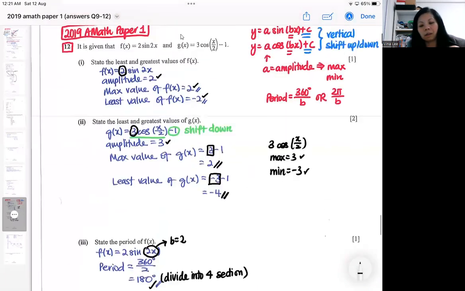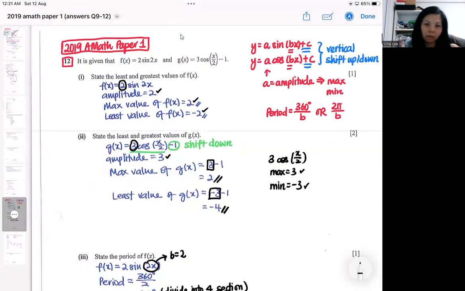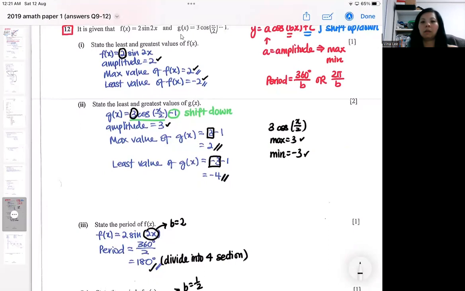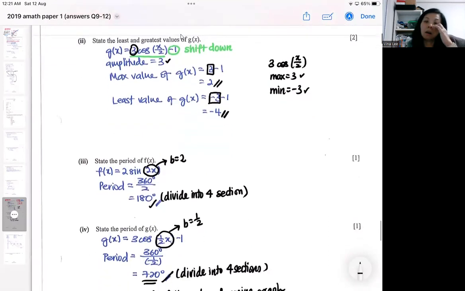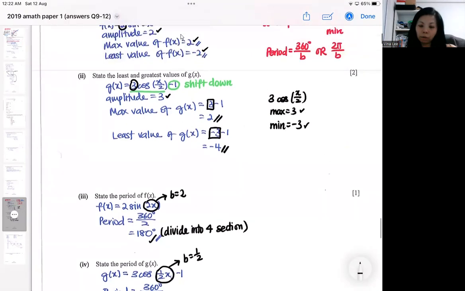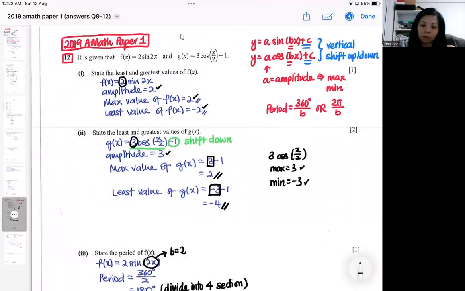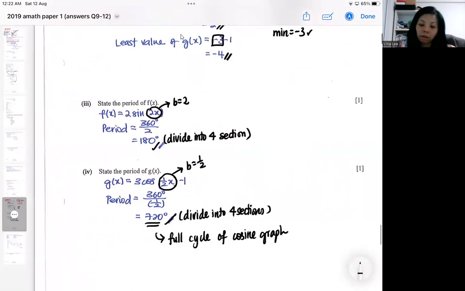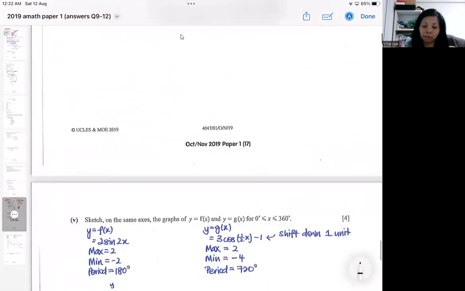So all this is like the prep work. Basically, when they ask you for the highest and the lowest, and the period, these are all the prep work. If let's say they didn't ask you for all this, you will still need all this to do the drawing of the graph. Okay, so if you look at how much you are given for the prep work, 3 marks, 5 marks in total for the prep work.